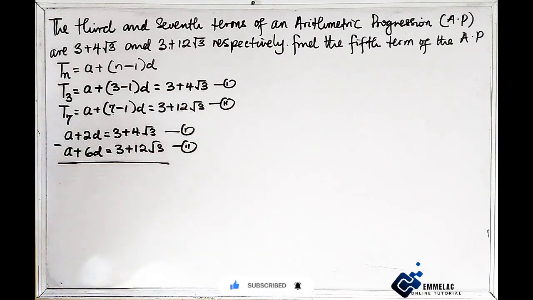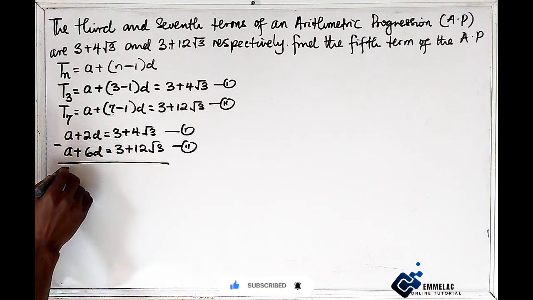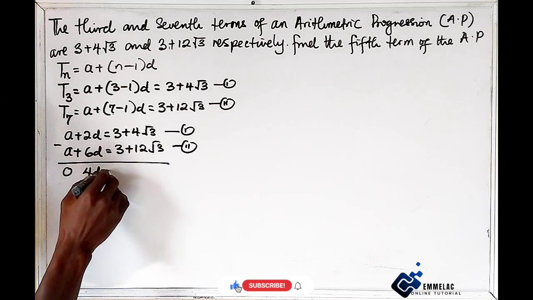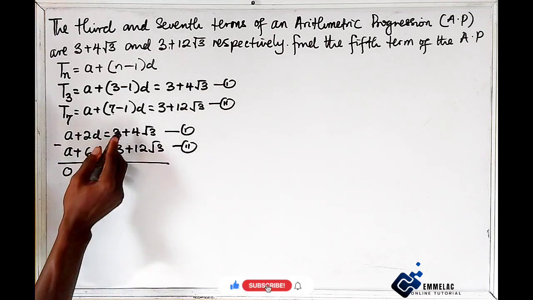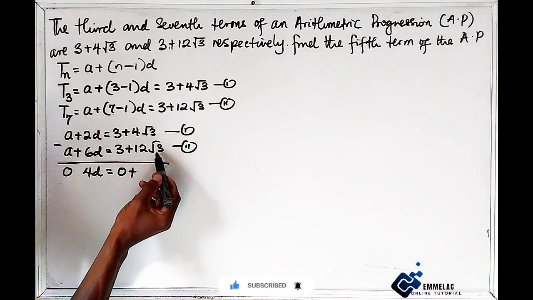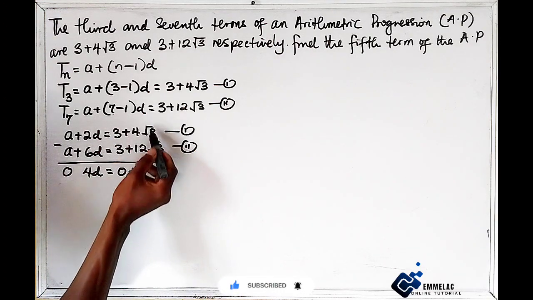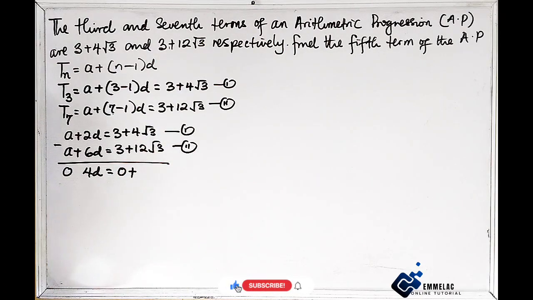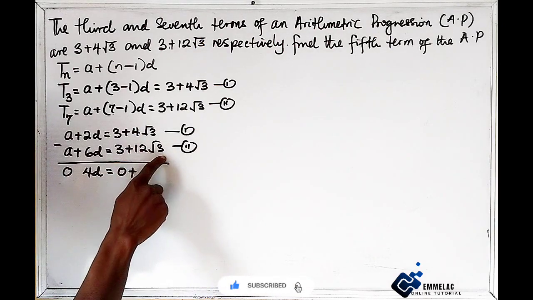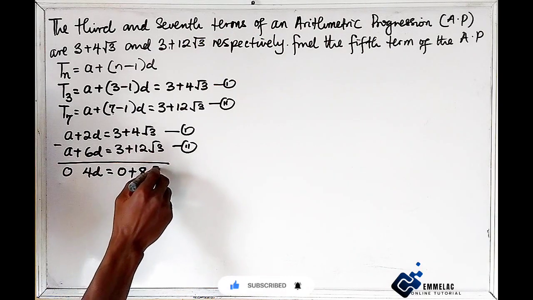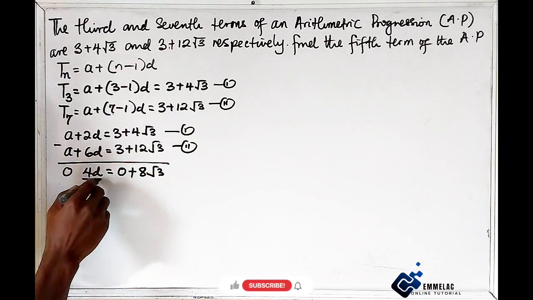equation 1 from 2, here we have 0 for A. Here we have 6D minus 2D, which gives us 4D. Then equals 3 minus 3, which gives us 0. Since these surds, or irrational numbers, have the same surd value, that is root 3, we can subtract. So 12 root 3 minus 4 root 3 will give us 8 root 3. Alright, to this end, let's divide both sides by 4.